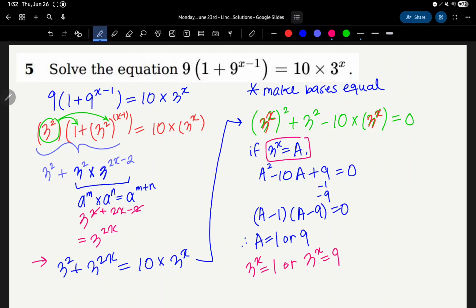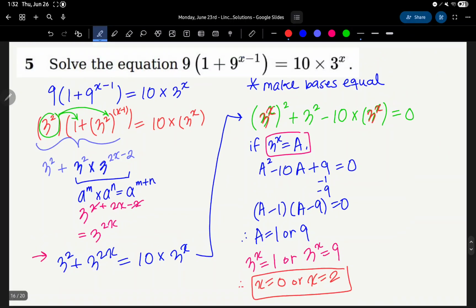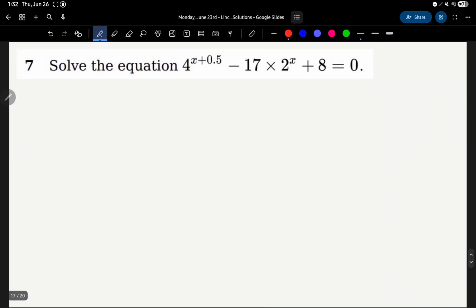What exponent do you need to have to the base of 3 in order to get 1? It's going to be 0. Or what is the exponent to 3 when it's equal to 9? 2. So x is either going to be 0 or 2. That is your answer here. Next, we have number 7.